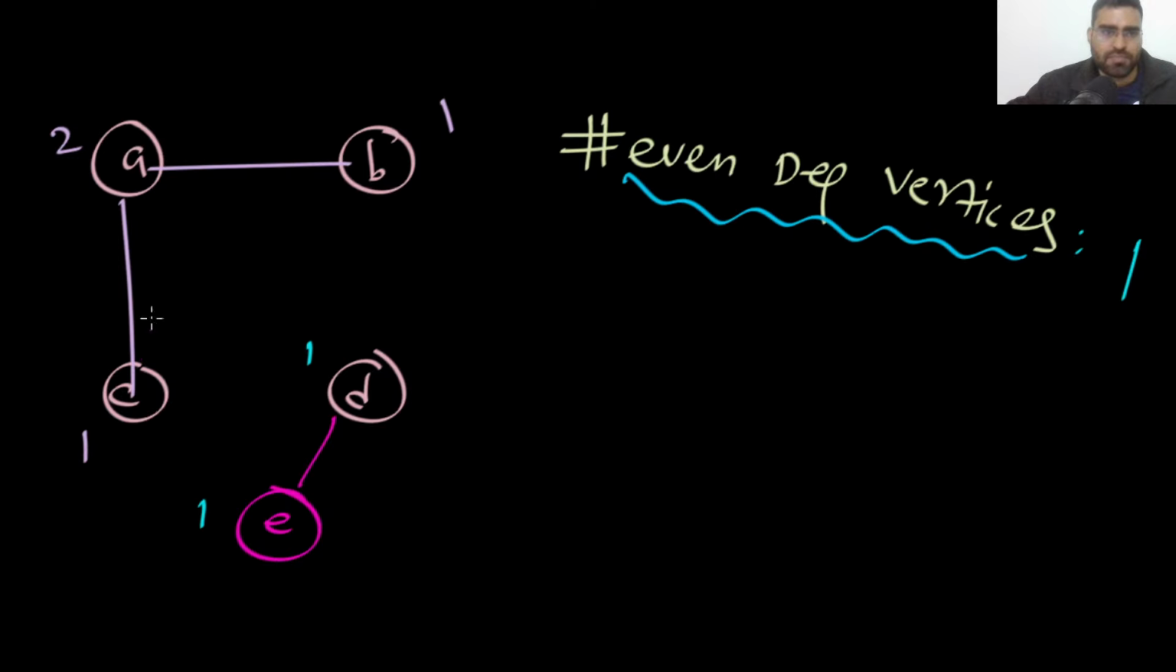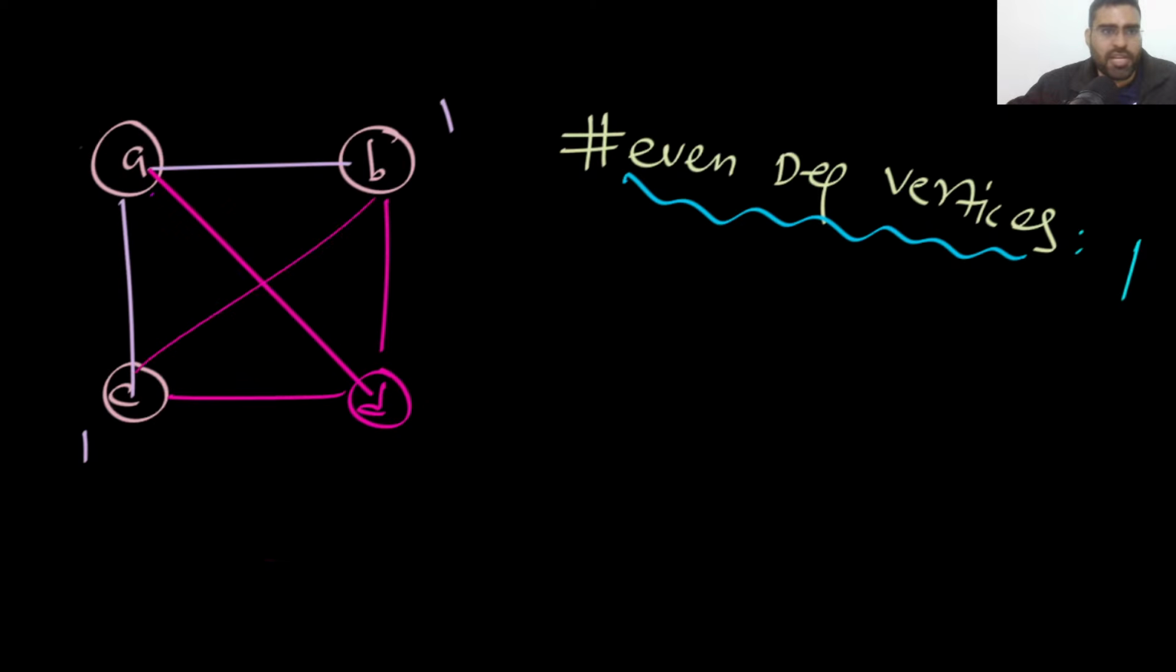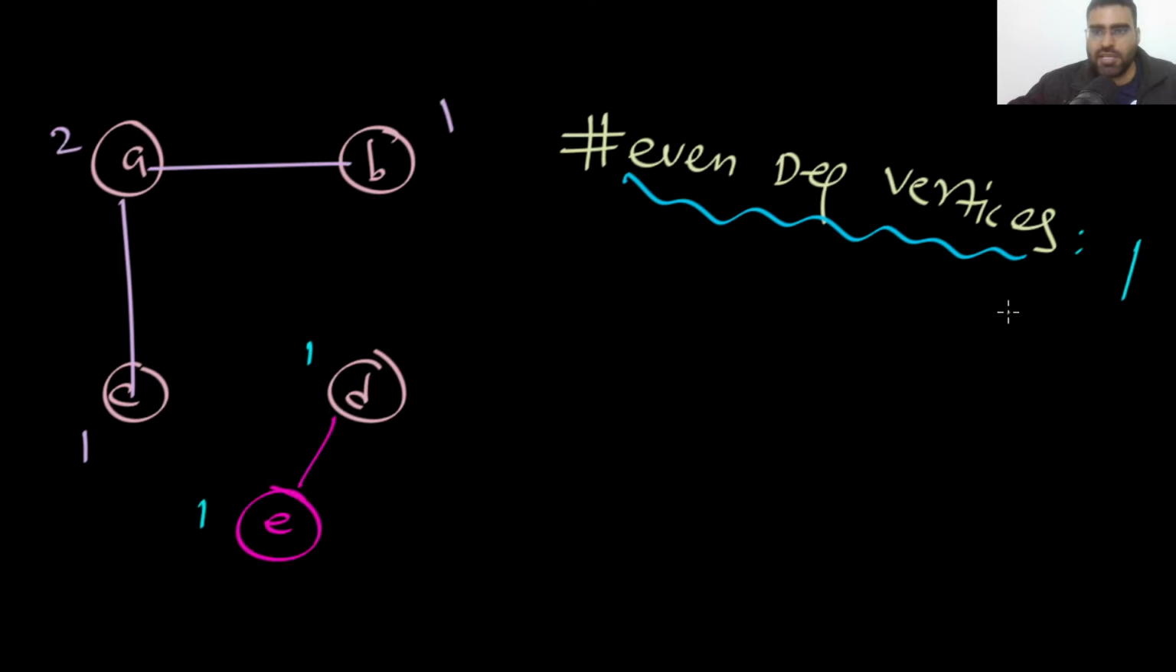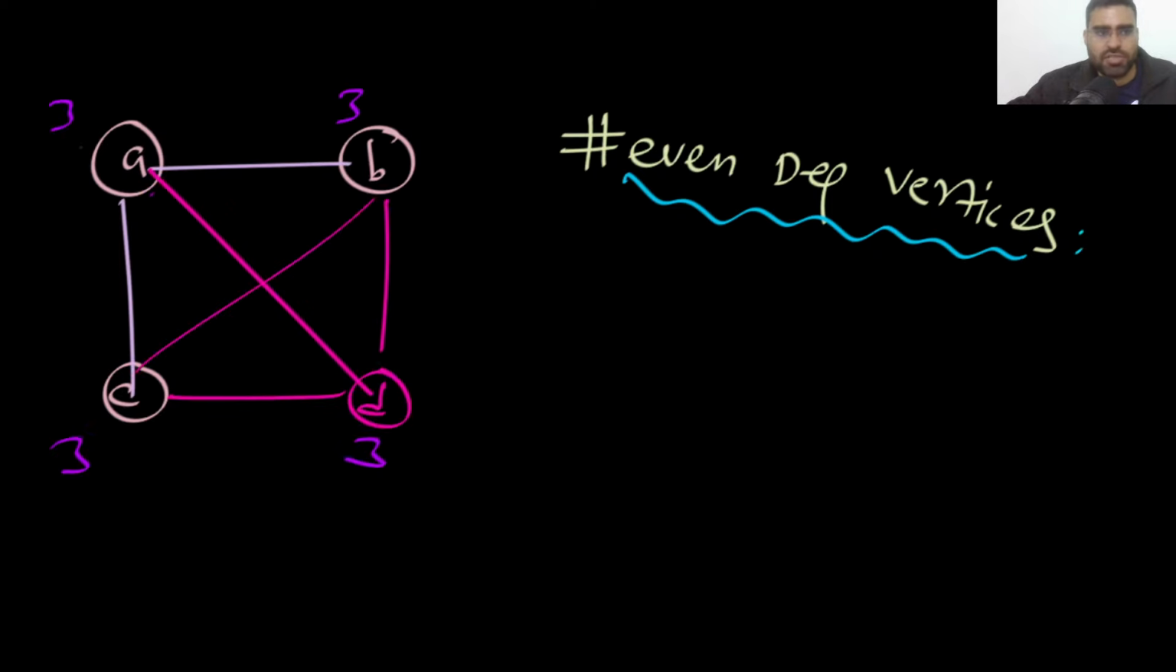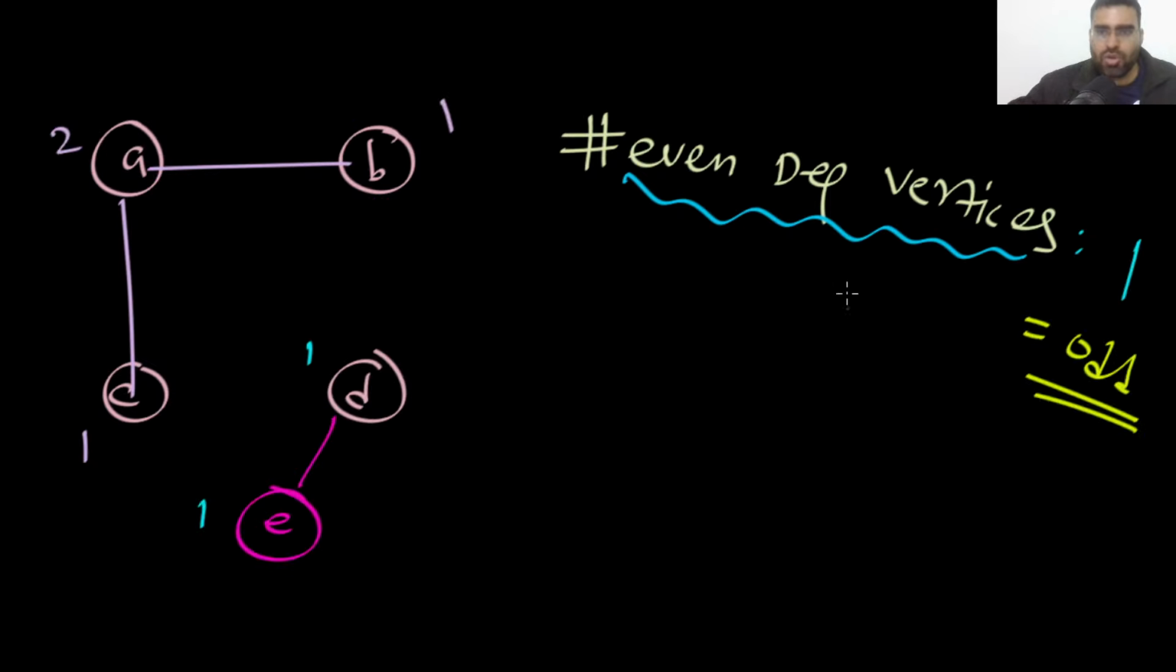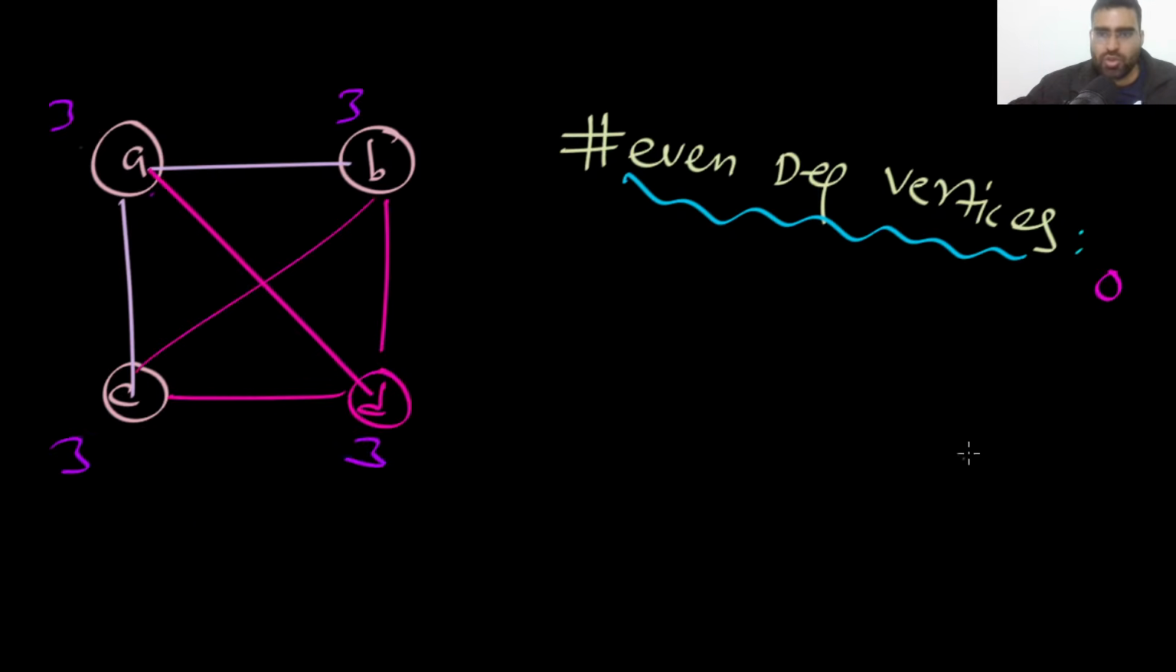And for example, if I do this, now how many even degree vertices? Now every vertex has degree 3, 3, 3. So here the number of even degree vertices is 0. In the earlier graph, the number of even degree vertices was odd. And here the number of even degree vertices is even. So that can be even or odd. That can be anything.